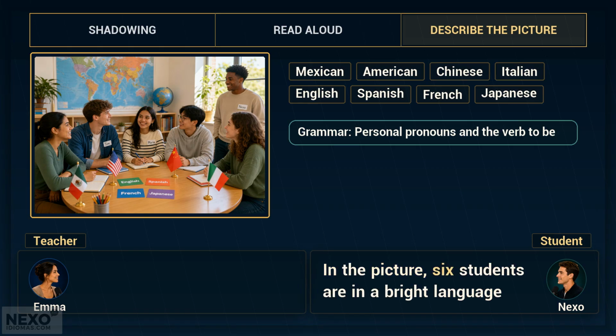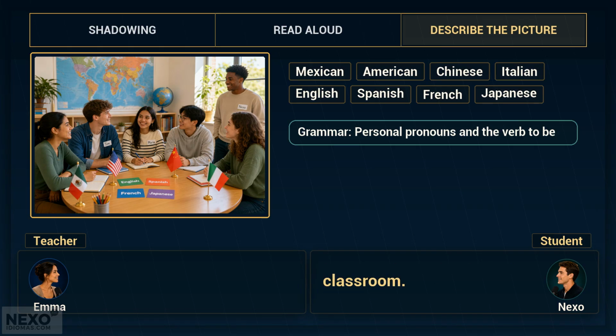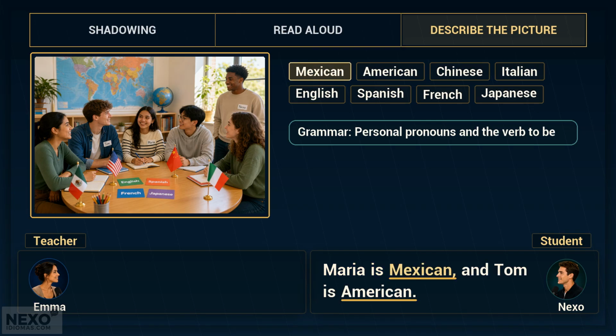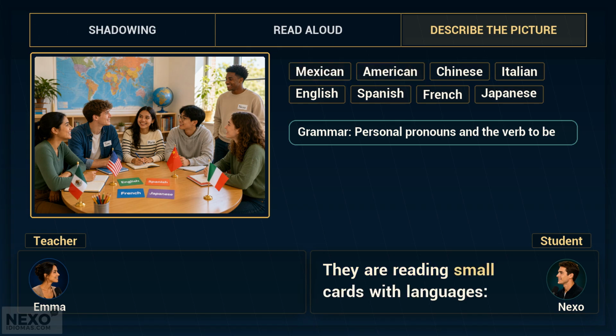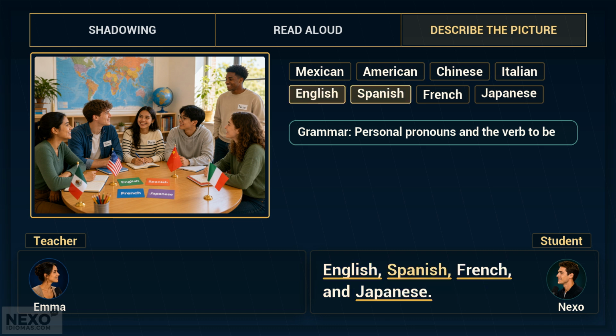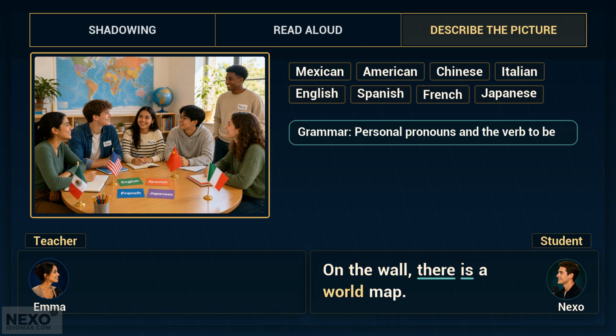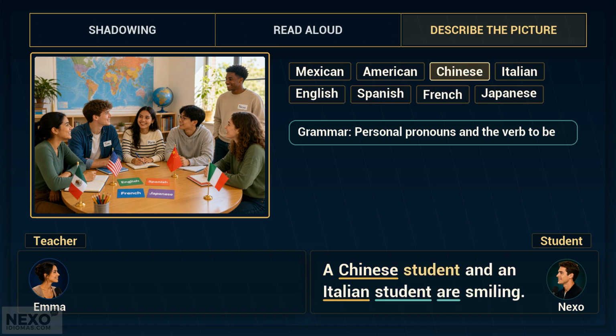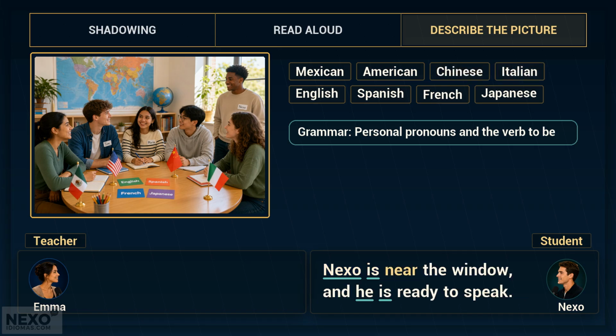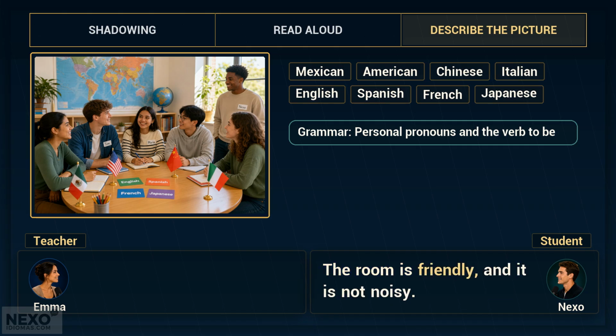In the picture, 6 students are in a bright language classroom. They are around a round table. Maria is Mexican, and Tom is American. They are reading small cards with languages: English, Spanish, French, and Japanese. On the wall, there is a world map. A Chinese student and an Italian student are smiling. Nexo is near the window, and he is ready to speak. The room is friendly, and it is not noisy.